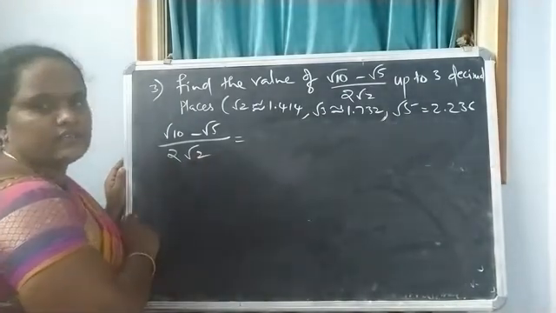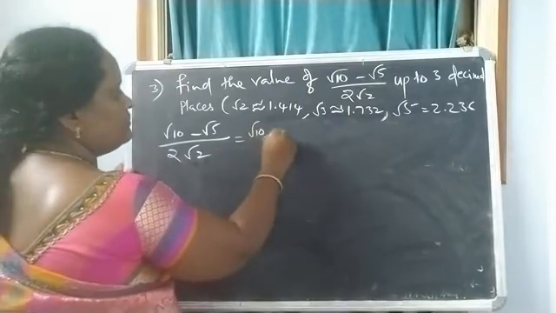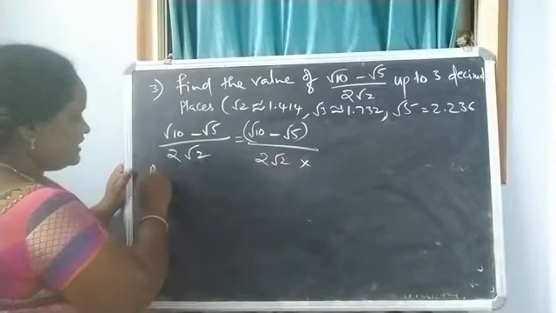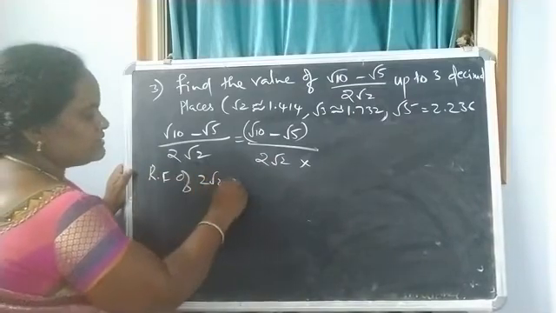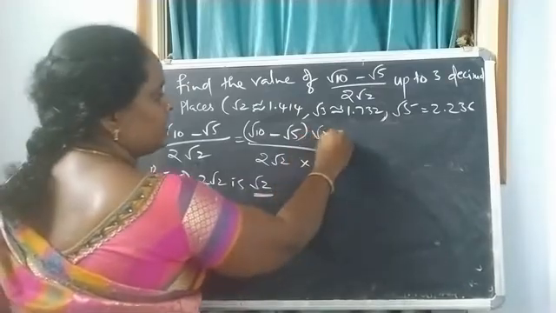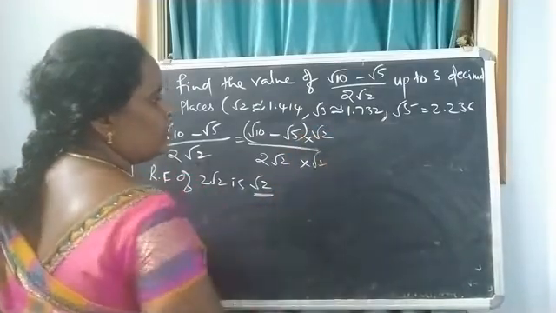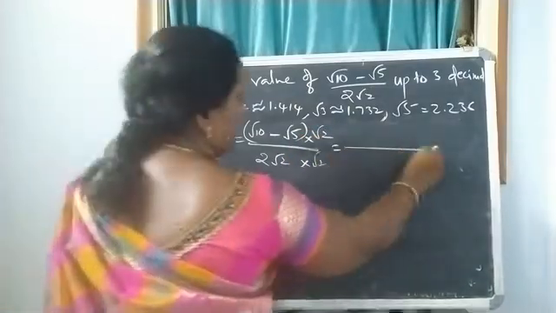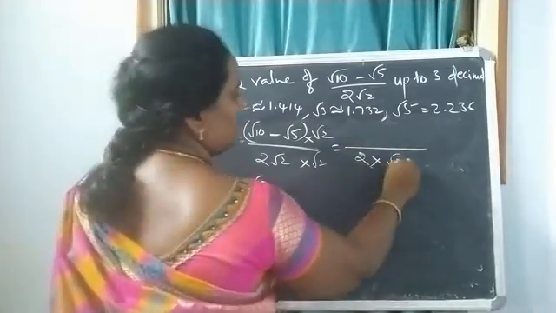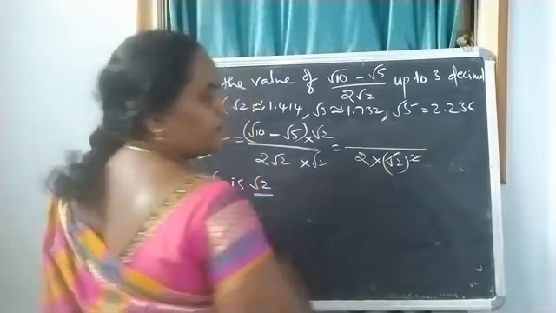Root 2 itself. So here, root 10 minus root 5, which is the numerator, divided by 2 root 2. The rationalizing factor of 2 root 2 is root 2. So let us multiply with this root 2 in the numerator as well as in the denominator. Now in the denominator, 2 root 2 into root 2 is 2 into root 2 whole square. Square and square root get cancelled.